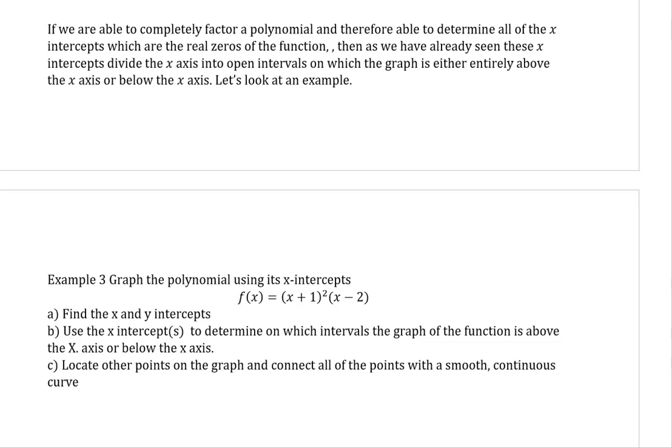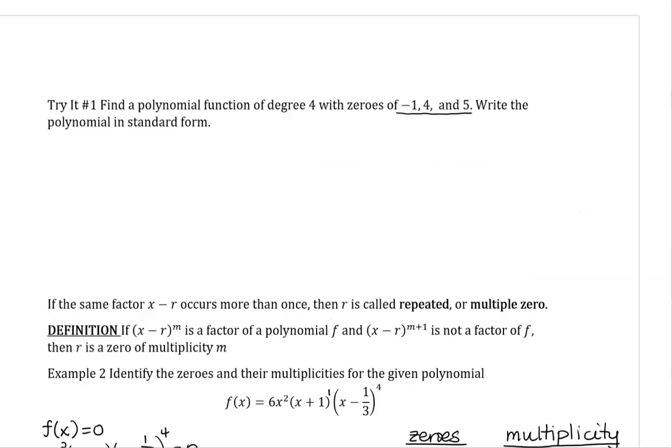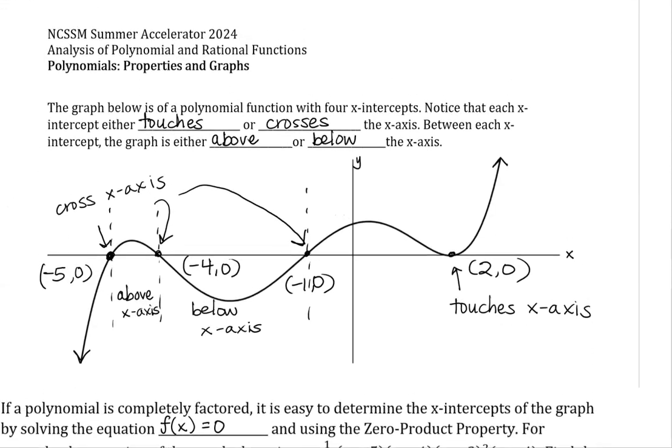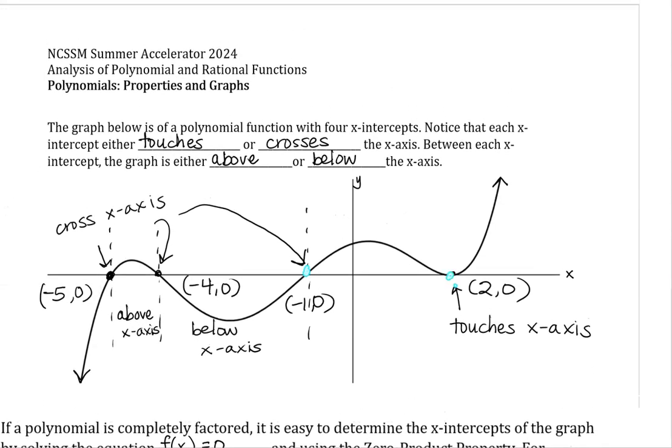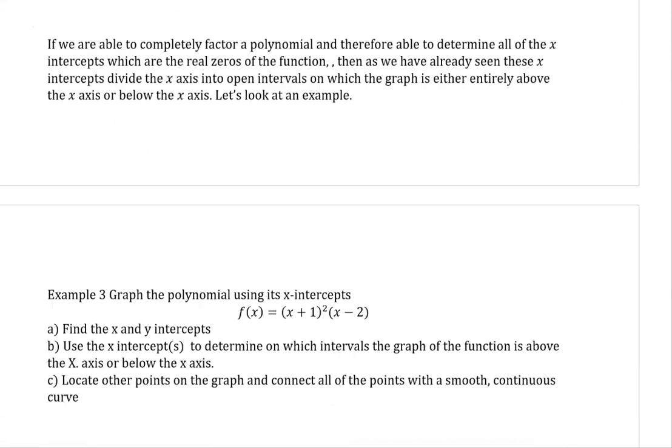Now, earlier, towards the beginning of this series, we had a discussion that between any two x-intercepts of a polynomial, for instance, between these two, the graph is either entirely above the x-axis or entirely below the x-axis. And now we're going to look at that in a little bit more detail.